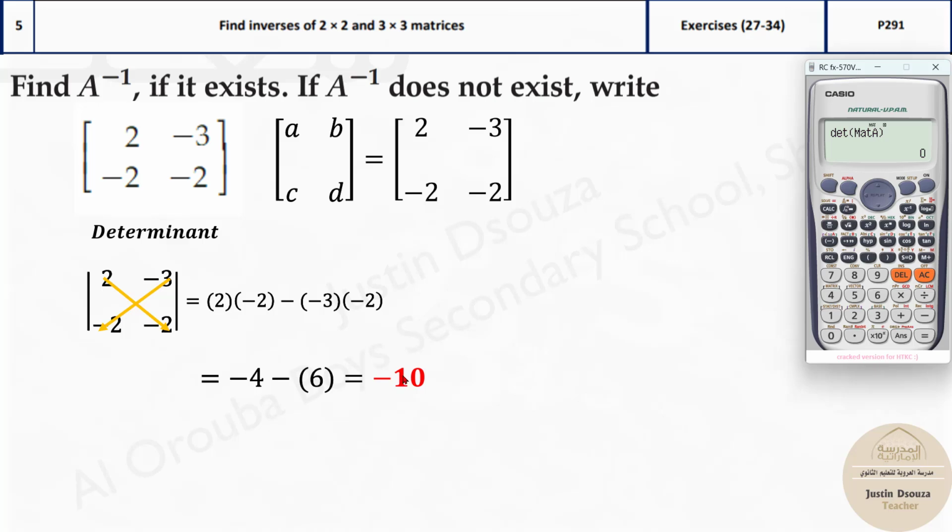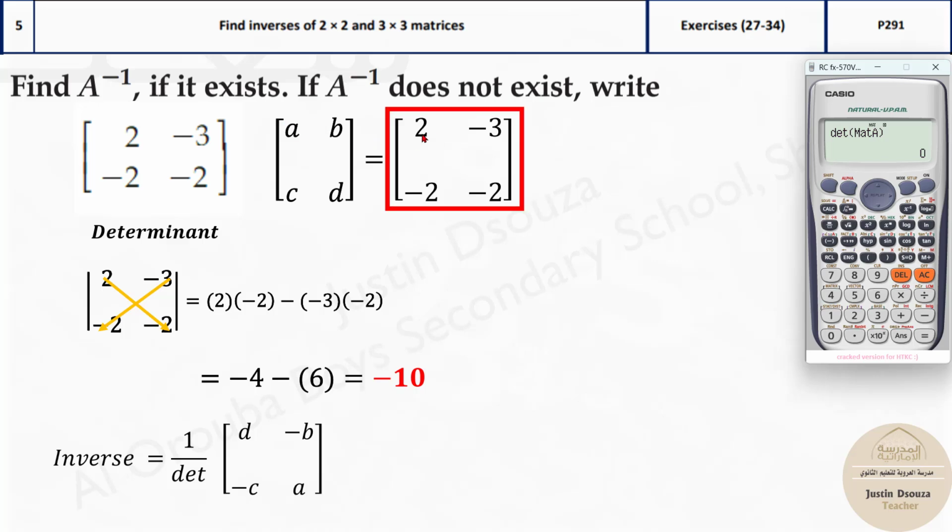If the determinant is anything other than 0, you will get an inverse. Now the formula for inverse is 1 by determinant and there is D. See, this one shifts over here. Instead of D, it becomes A's place and A comes to D's place. Whereas B and C don't change, but you have to multiply by a negative sign. So here, this shifts. See what happens?